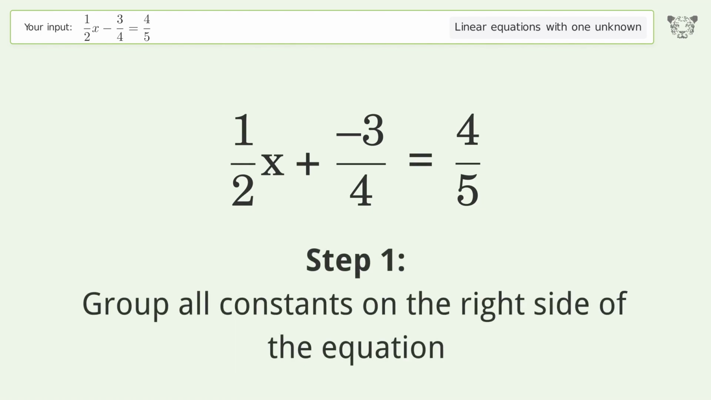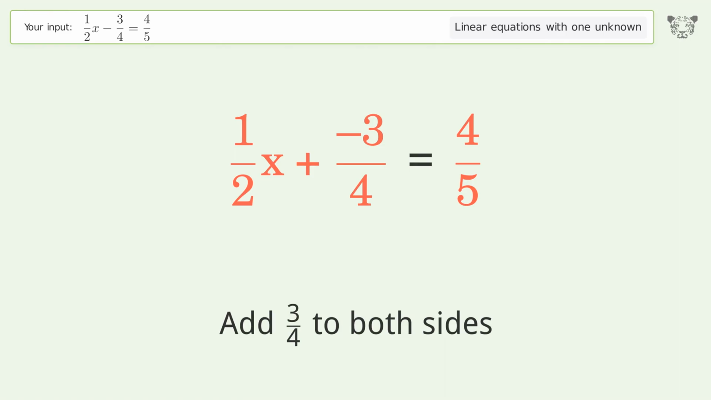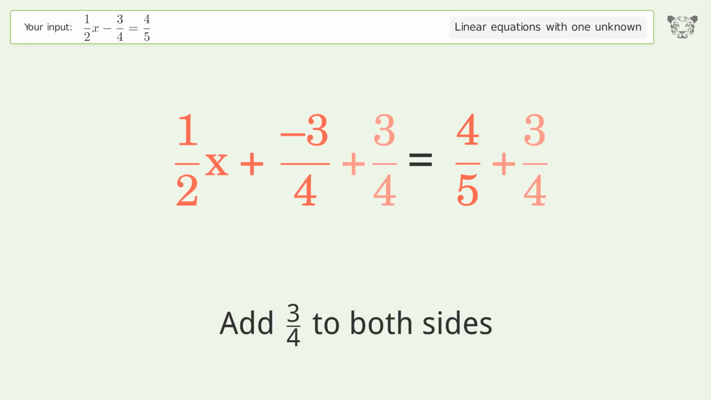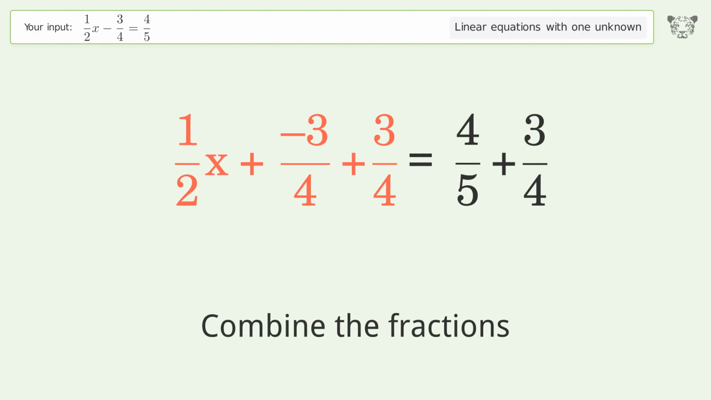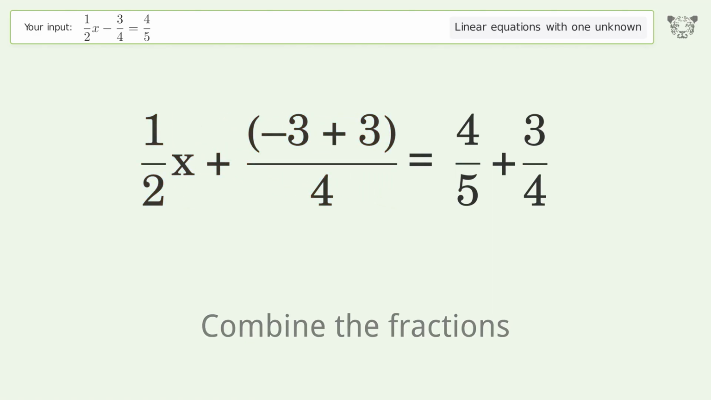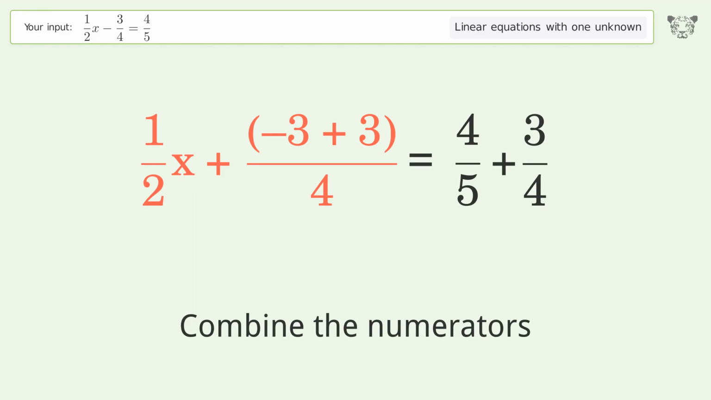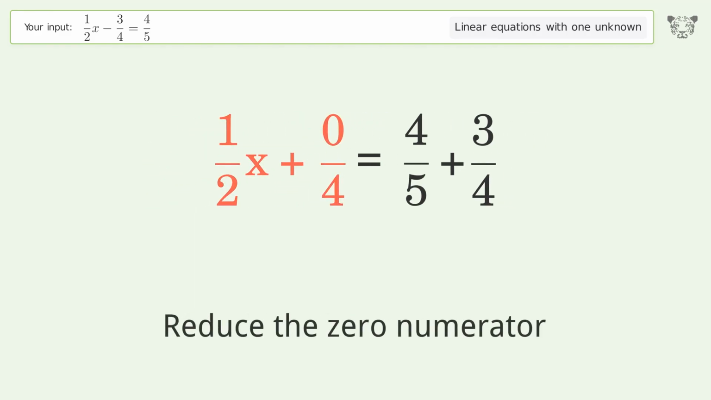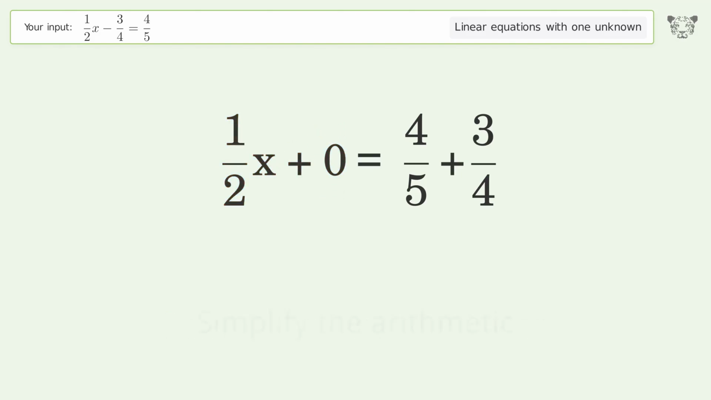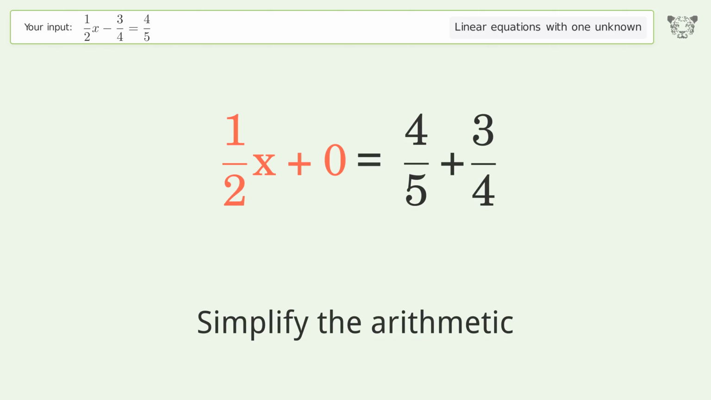Group all constants on the right side of the equation. Add 3/4 to both sides. Combine the fractions. Combine the numerators. Reduce the zero numerator. Simplify the arithmetic.